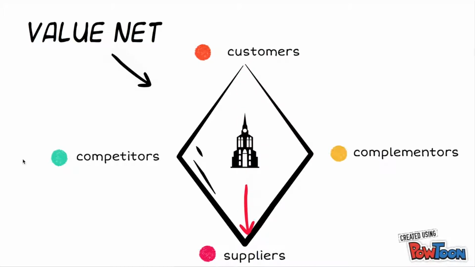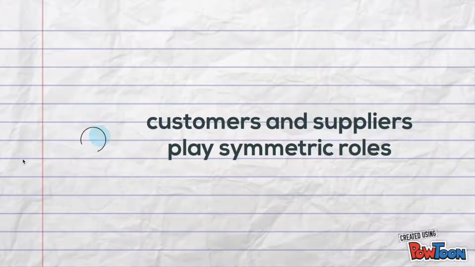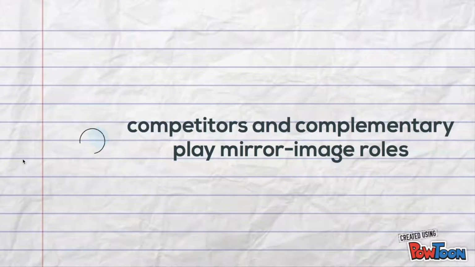The vertical dimension of the value net shows that resources flow from suppliers, through the company, to customers, along with money flowing in the reverse direction. The horizontal dimension shows the competitors and complementers on each side of the company. The value net reveals 2 fundamental symmetries in the game of business. The first one is that customers and suppliers play symmetric roles. The second one is that competitors and complementers play mirror image roles.